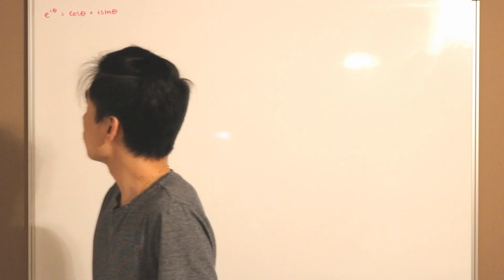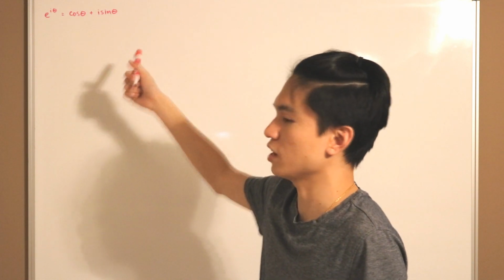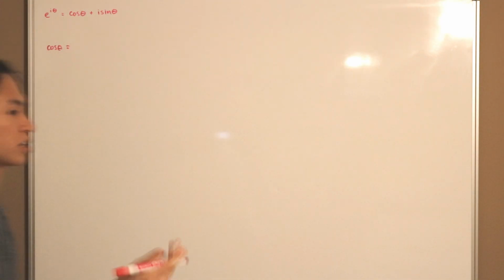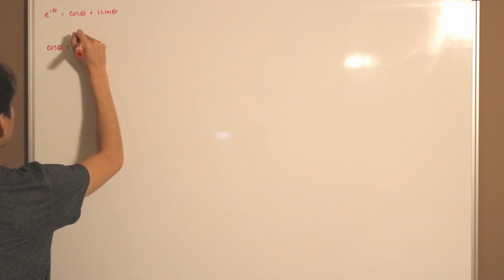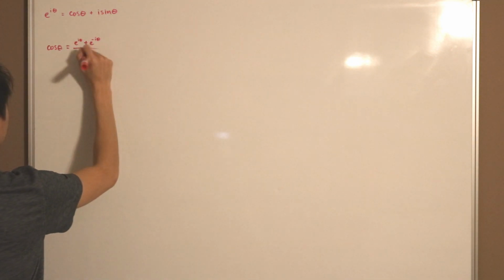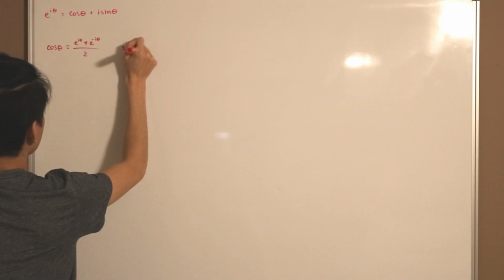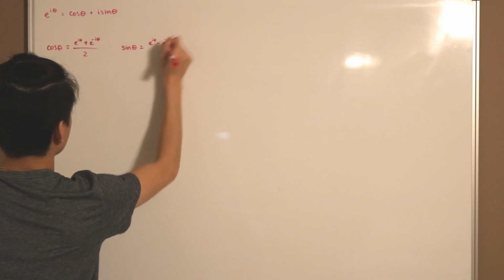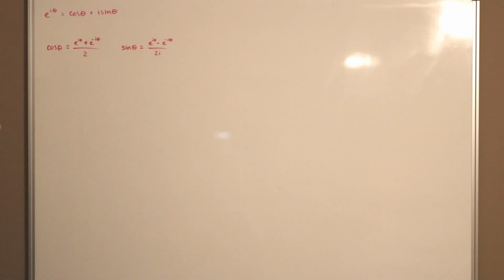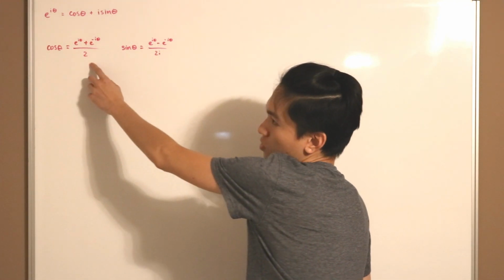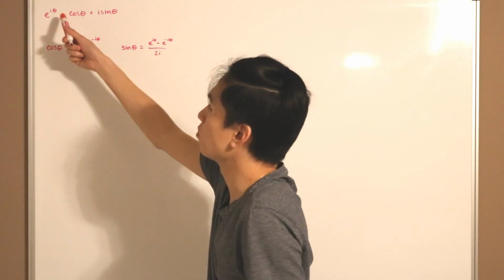So we have cosine theta and sine theta. In other words, cosine theta is equal to, in terms of the exponential functions, e to the i theta plus e to the negative i theta, divided by 2, and then we also have sine theta equal to e to the i theta minus e to the negative i theta, divided by 2i. Notice the relationship. We have trig functions on the left, and on the right the exponential function. So why is this important in particular?